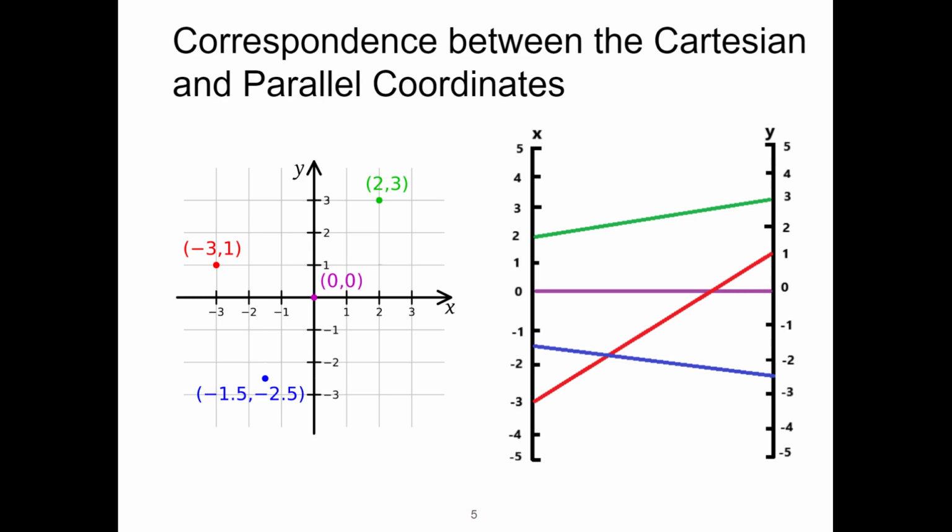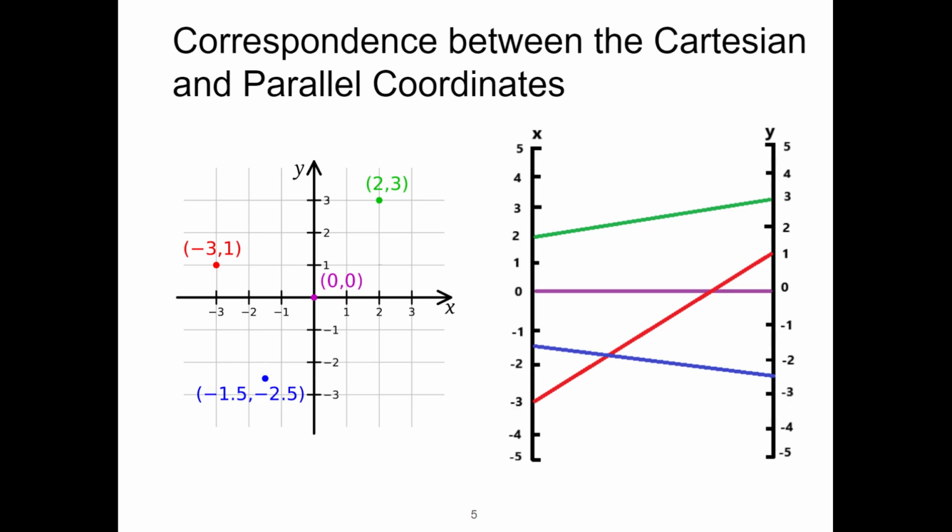Correspondence between the Cartesian and parallel coordinates. Now, we are going to describe the correspondence between the Cartesian and parallel coordinates plot and how a point corresponds to an edge on the parallel coordinates. For example, the corresponding edge of the point at minus 3 and 1 is drawn as starting from minus 3 on the x-axis and ending at 1 on the y-axis in the parallel coordinates. We can follow the same corresponding edge construction process for the other points.